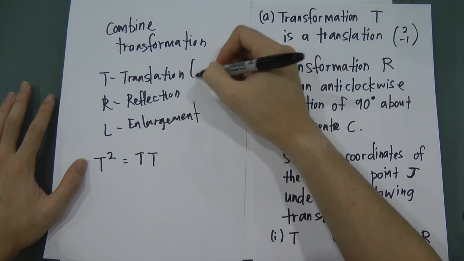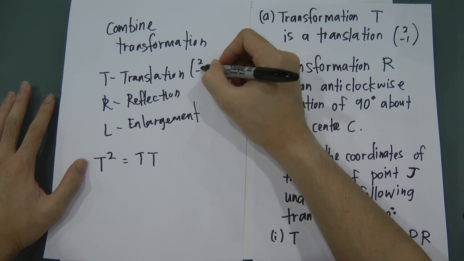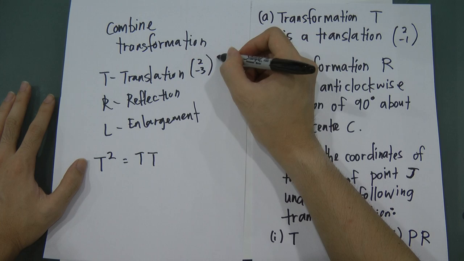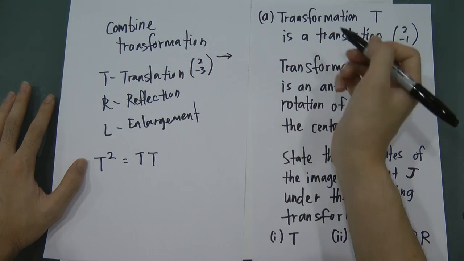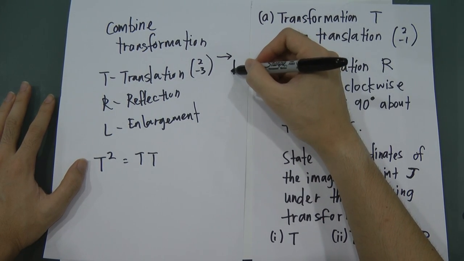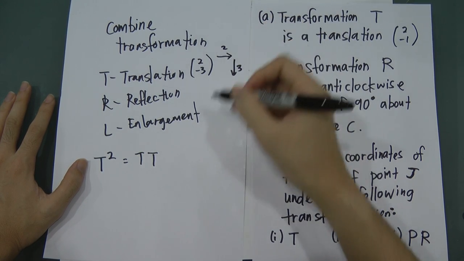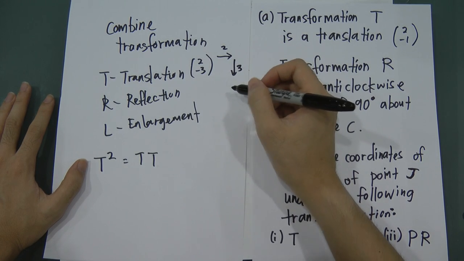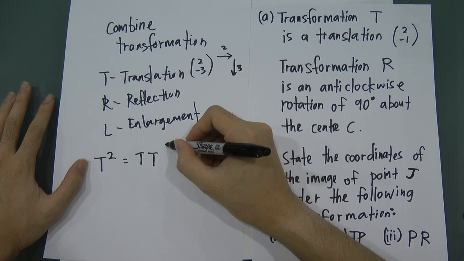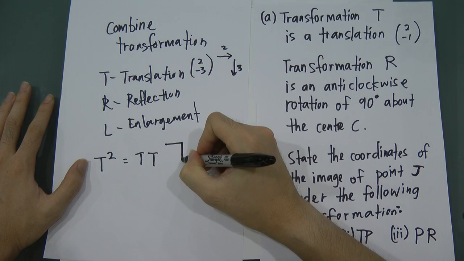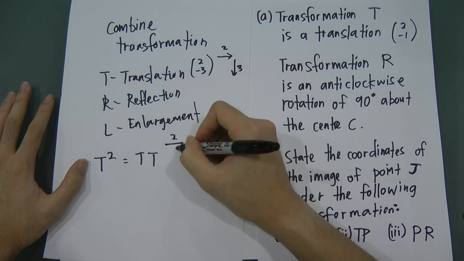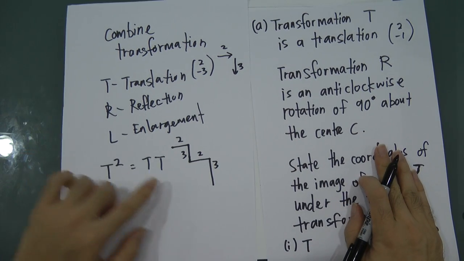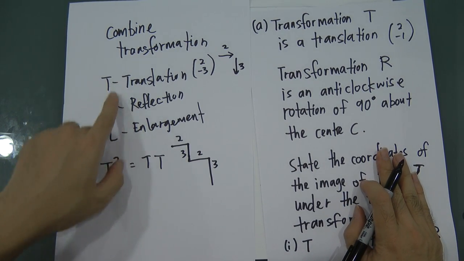If the translation is something like (2, -3), 2 means moving to the right 2 units, and -3 means moving down 3 units. So that means you move 2 times. So you will have translation (2, -3), and then (2, -3) again: 2 units, 3 units, 2 units, 3 units. It means you do the same translation 2 times. This is T squared.